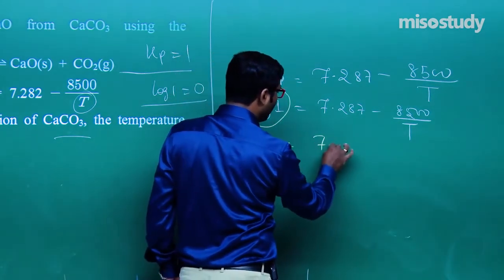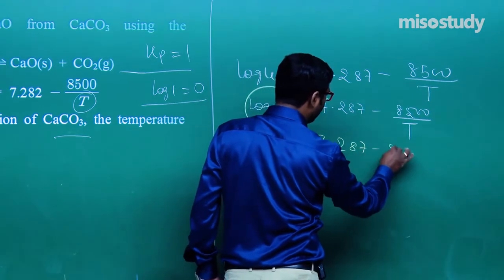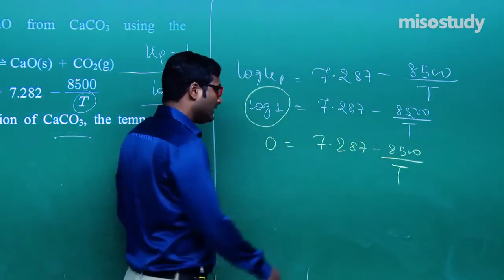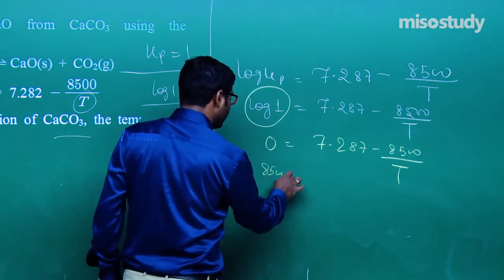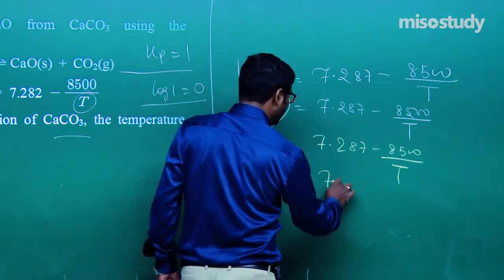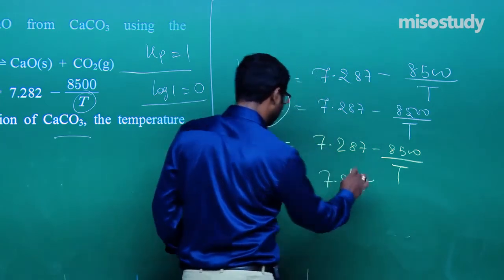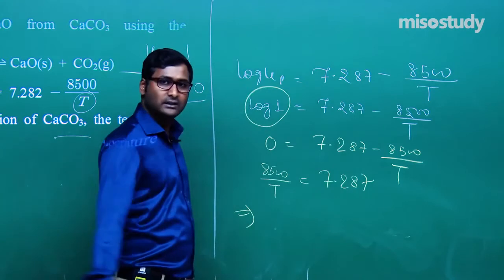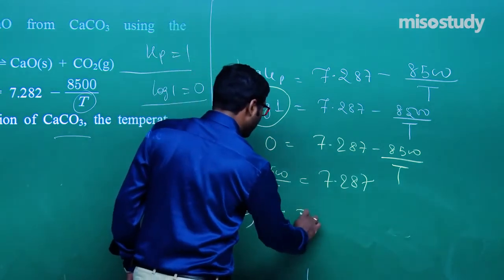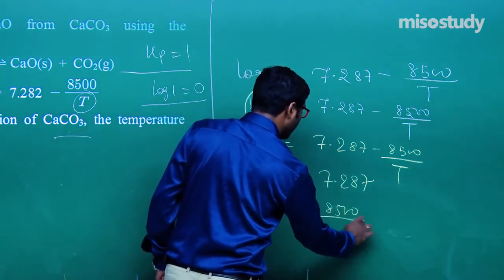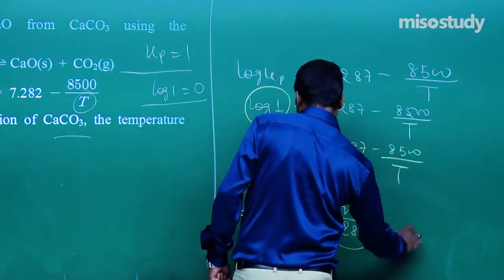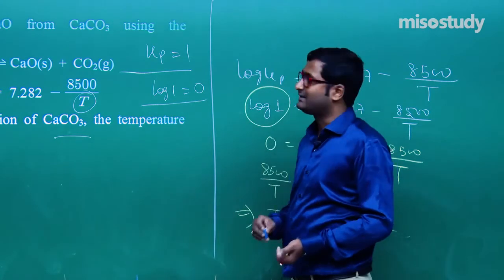0 is equal to 7.287 minus 8500 upon T. Clear? Now 8500 upon T is equal to 7.287. Am I right or wrong? Yes sir, you are absolutely right. Now T is equal to 8500 upon 7.287. After solving this, you can easily get the answer.